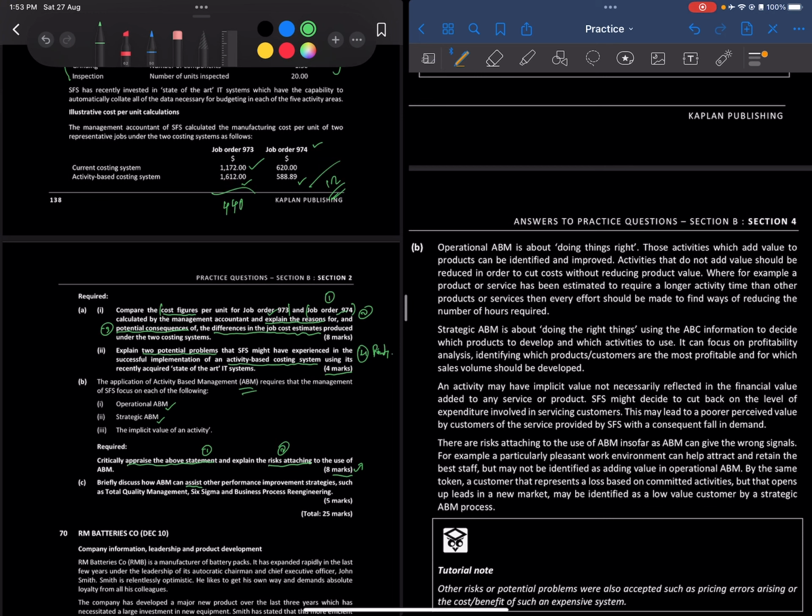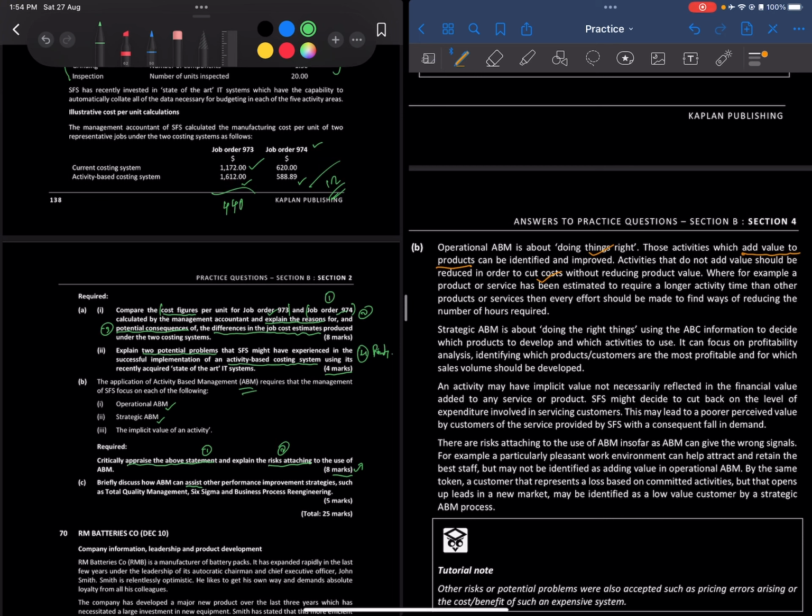So what is ABM? Operational ABM is doing things right. Those activities which add value to a product can be identified and improved. Activities that do not add value should be reduced in order to cut costs without reducing product value. For example, a product or service may have been estimated to require a longer activity time than it actually requires. Every effort should be made to find ways of reducing the number of hours required.